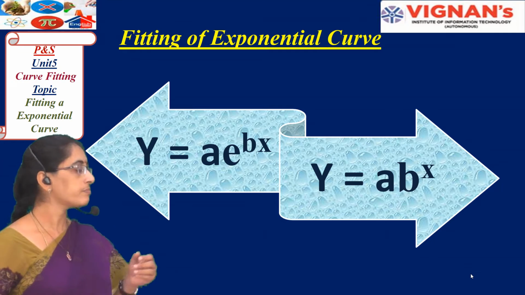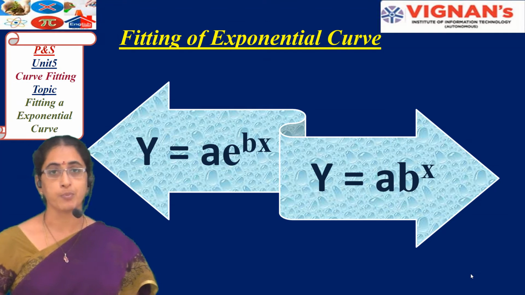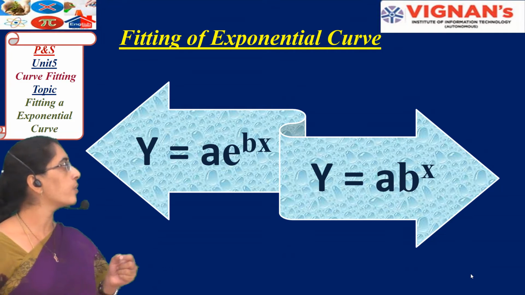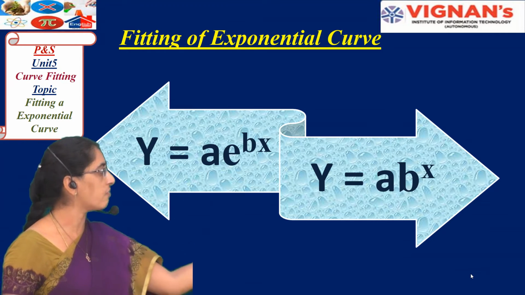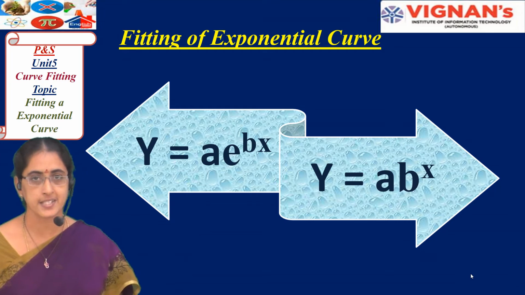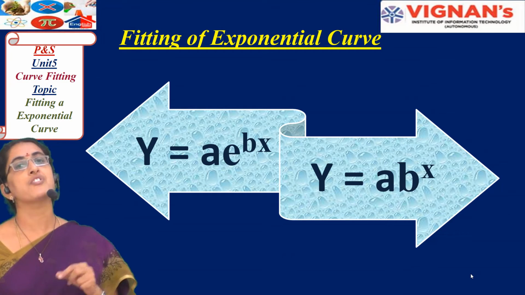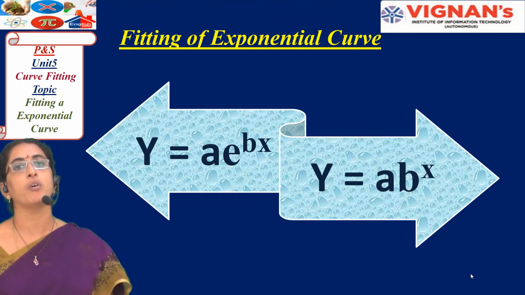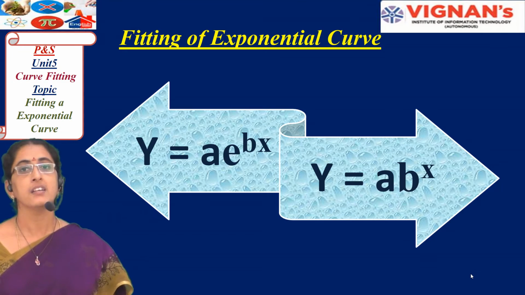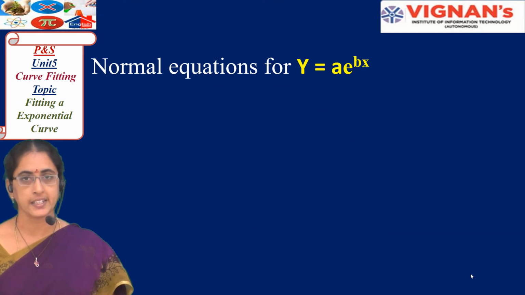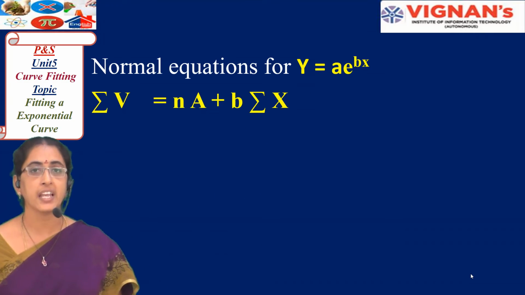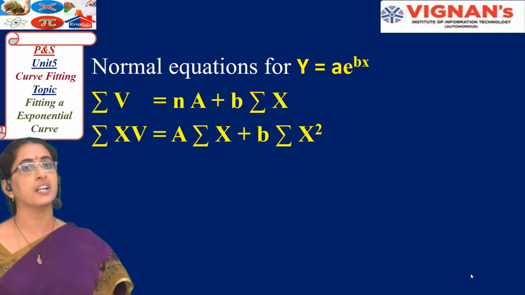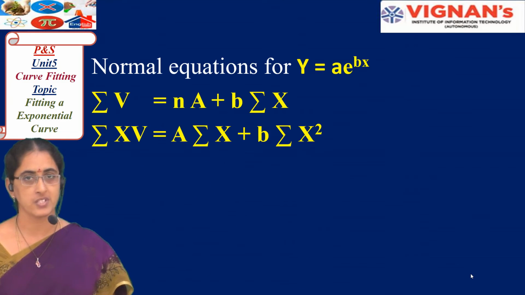Right? Then the third curve is the exponential curve. The exponential curve is of two types: y equal to a into e power bx and y equal to a into b power x. First we have to bring this exponential curve into the form of a straight line, because the principle of least squares is applicable only for linear data. So for that, if you consider y equal to a into e power bx, we have to take the logarithm to the base e on both sides.